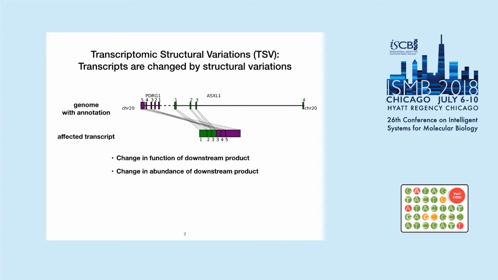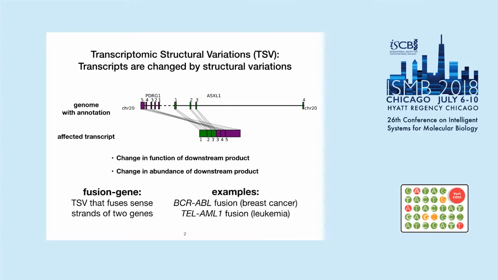And if the fused transcript translates into protein, it will create a protein with a combination of the two original protein sequences, and it will have a change in function and abundance compared to either of the original proteins. This is well known as fusion genes, which is the TSV that fuses sense strands of both genes. And fusion genes have been identified to be drivers of various diseases.